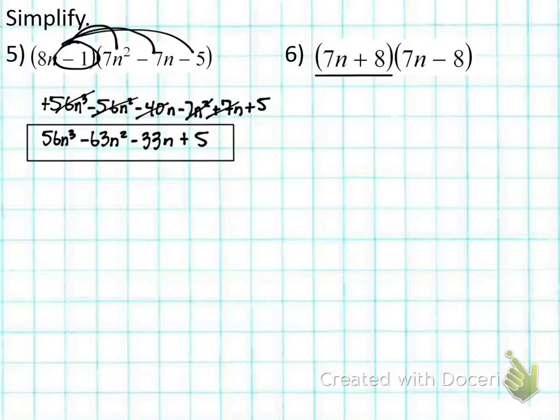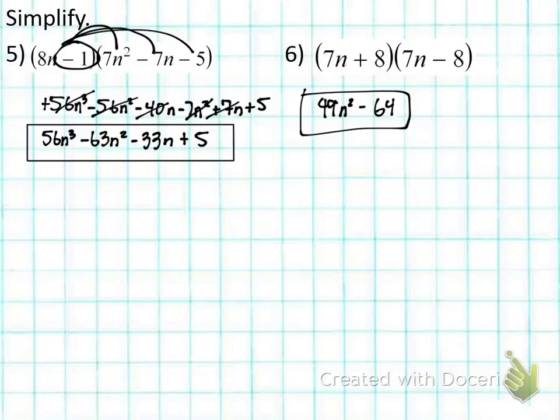When you have a binomial multiplied by another binomial here, and let's say the first term on each one is the same, and the second term is the same except one is positive and one is negative, this is called the difference of squares. So all you got to do is square the first term. What's 7n times 7n, everyone? 49n squared. And then what's 8 times 8? 64. Put a minus sign in the middle. That's it. You're done. That's the shortcut.